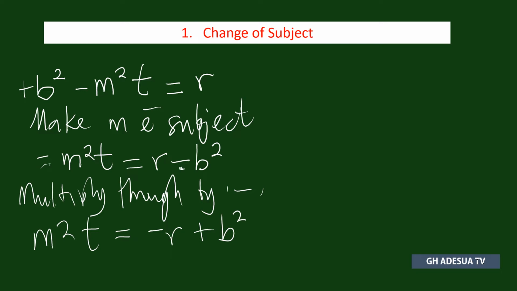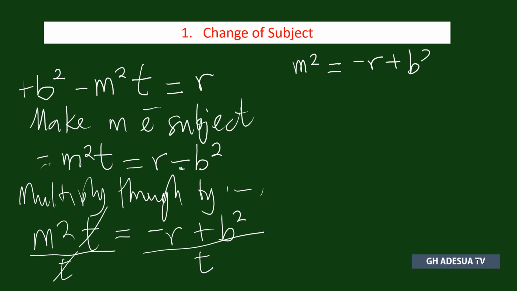Now at this point, we still have the m not standing alone. So we have to clear the t. And like you know, m squared t is the same as m squared times t. So we use division to free the m squared. So we divide by the term which is interfering, that is t, on this side. Then on the right, you divide by t again. Now we have m squared is equal to negative r plus b squared all over t.